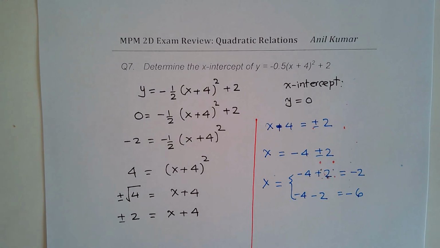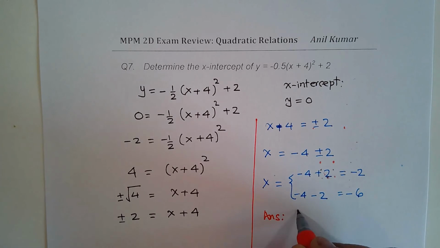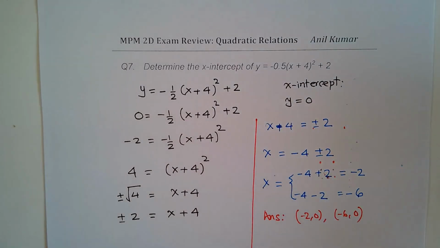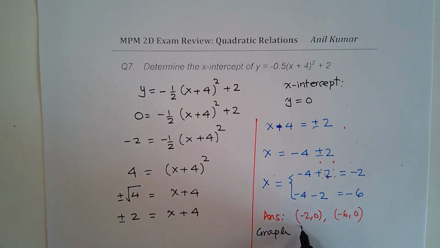Now as a part of exercise practice, what you can do is you can graph, right? So we have the x-intercepts. Let me write down the answer. The x-intercepts are -2, 0 and -6, 0. But I'll give you an additional question to work with, and that is graph the function or relation, or graph the equation. Okay. So when I say equation, you should definitely mark these points, the x-intercepts.